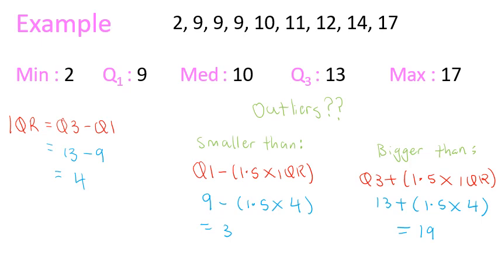So we've got the number 2 in there. So therefore, 2 is an outlier. But there's no numbers there that are bigger than 19. So just 2 is the outlier.